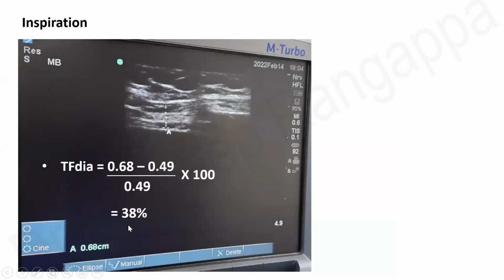So 38%, as you saw, the thickening fraction of the diaphragm is a good fraction, which will suggest that effective weaning will happen. And we looked at the time to peak inspiratory amplitude, which was more than 1.2 seconds, again suggesting that weaning is going to happen effectively.